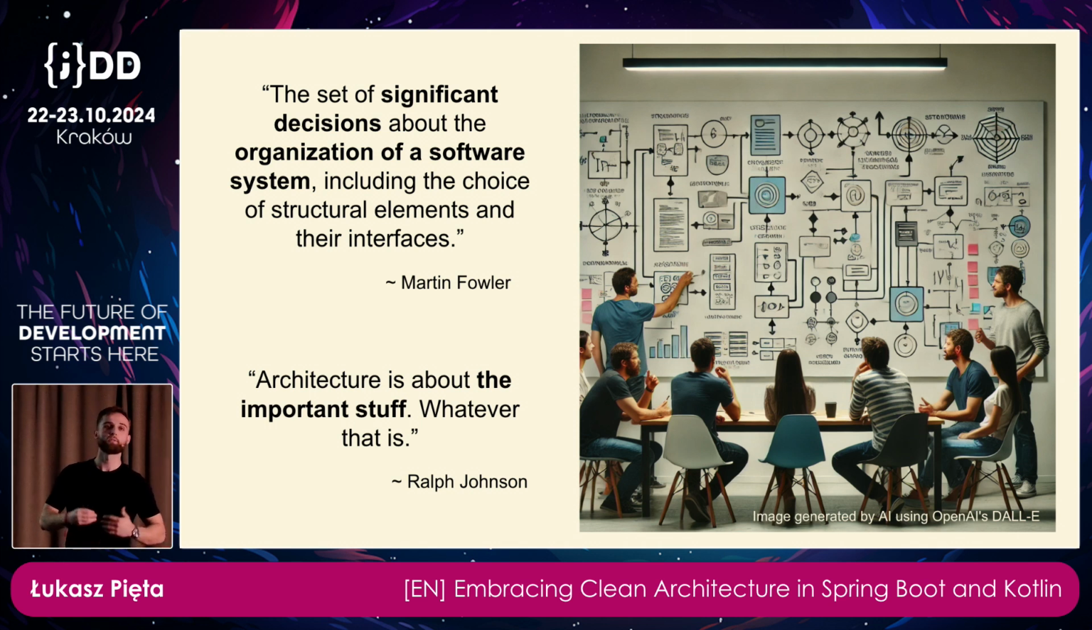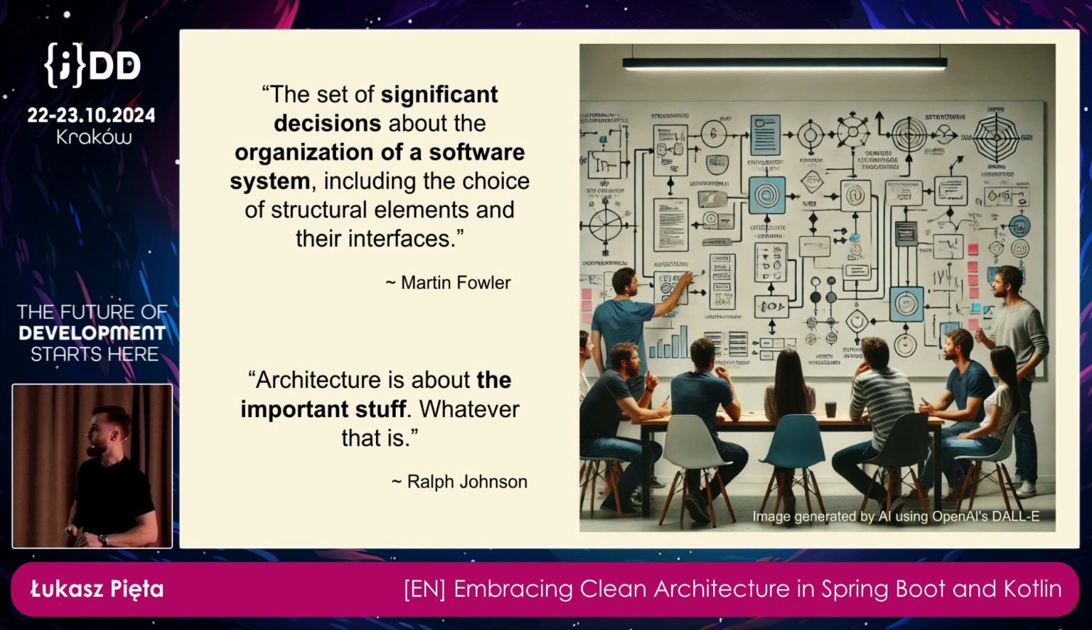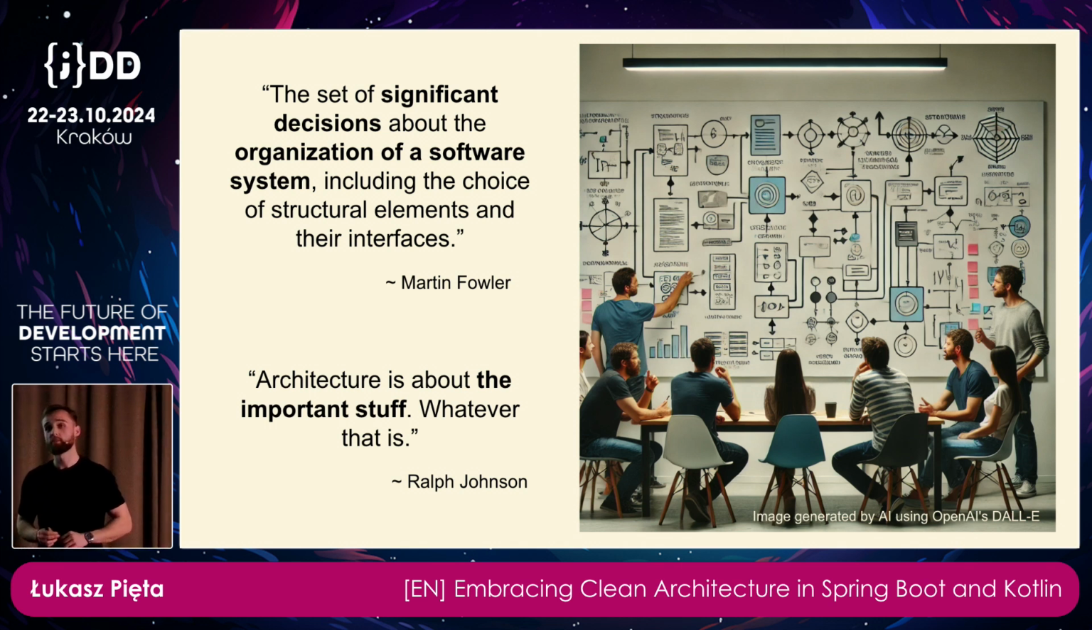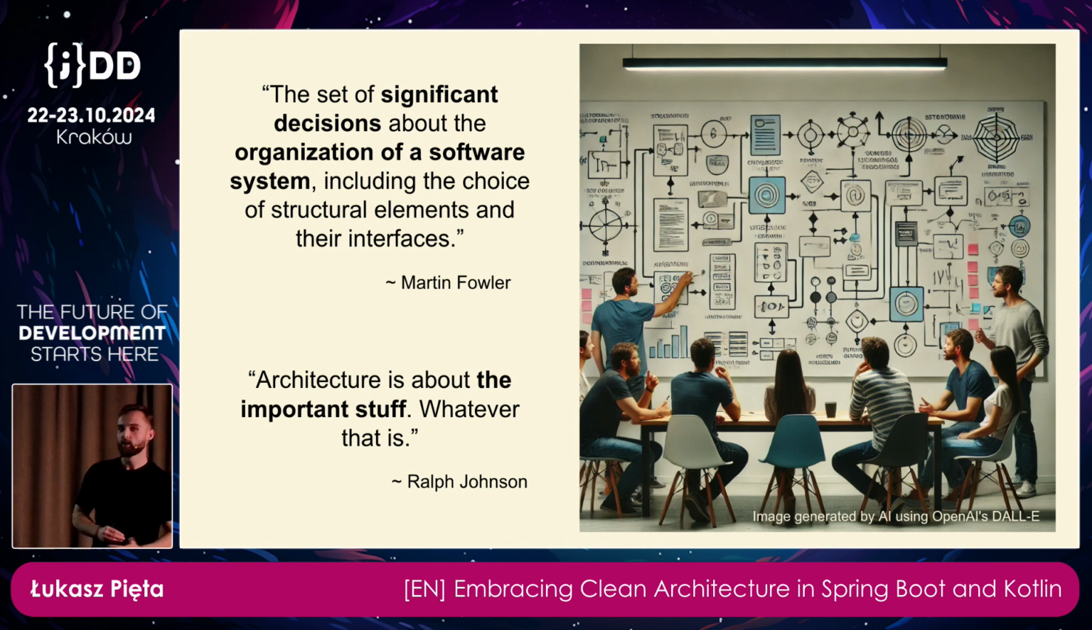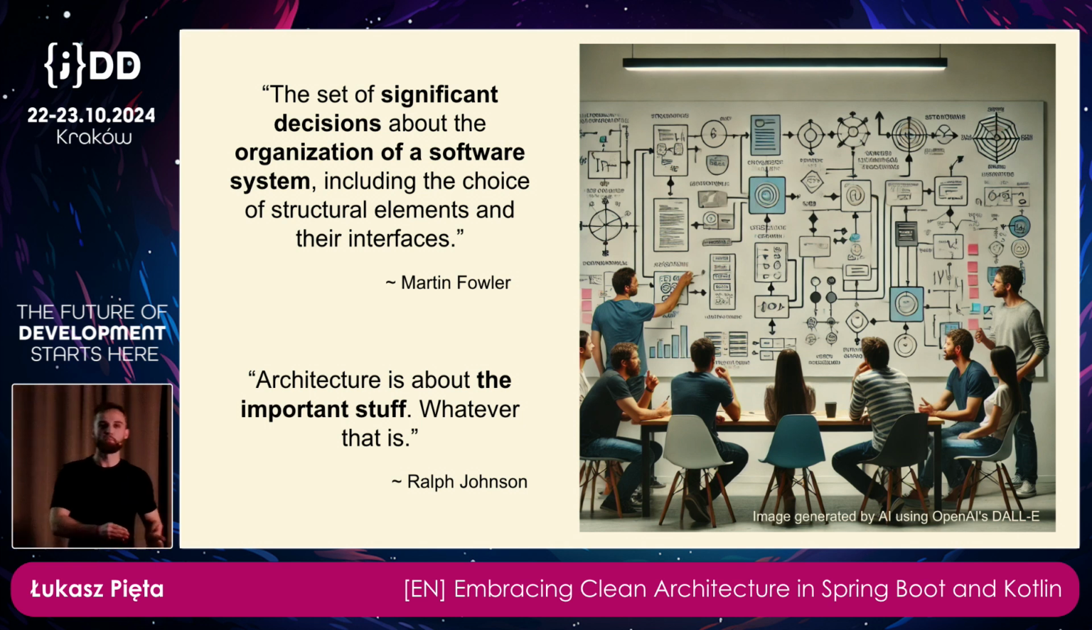When people are asked what architecture is to them, they usually say that architecture is about the decisions they wish they had made at the beginning of the project. This leads us to the second definition that I really like: architecture is about the important stuff. And each project is different, so the important stuff there is different. That's why, if you're looking for a holy grail, a single, universal architecture that is a good fit for any project, it doesn't exist, because it's about fitting to the particular problem.